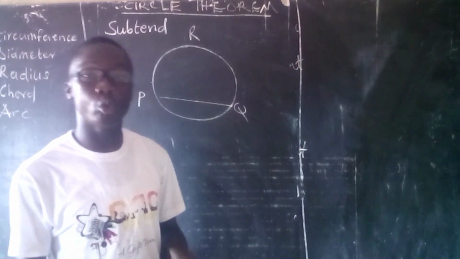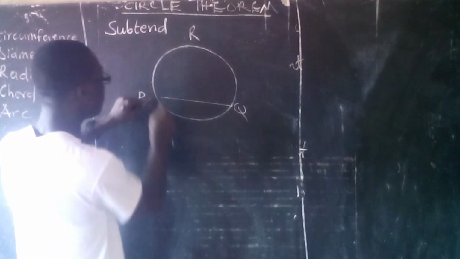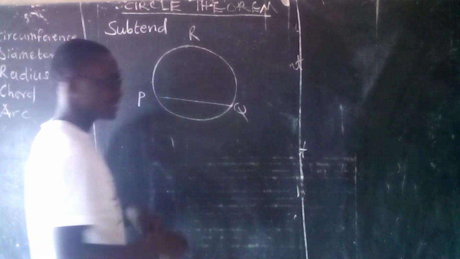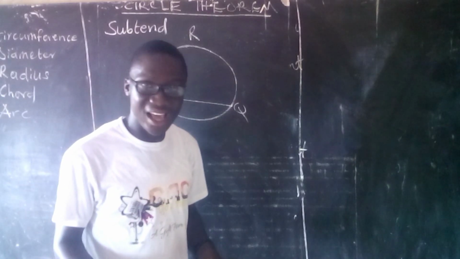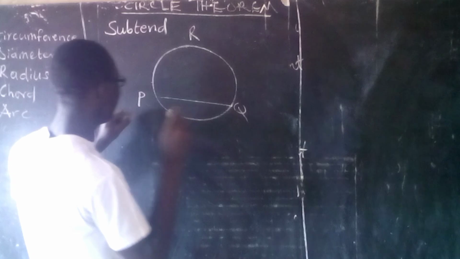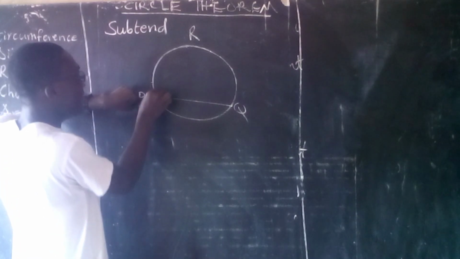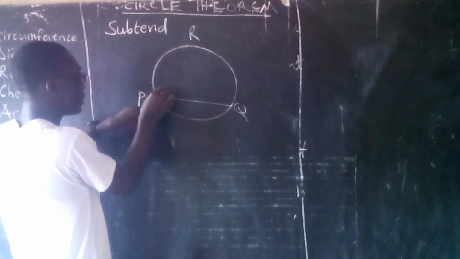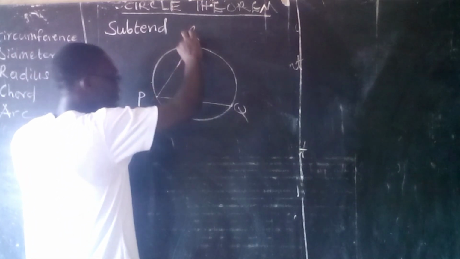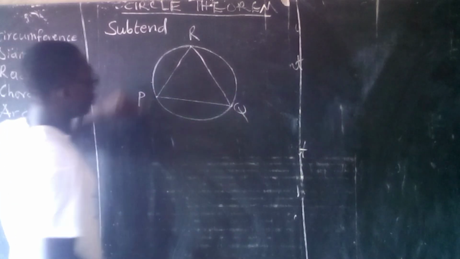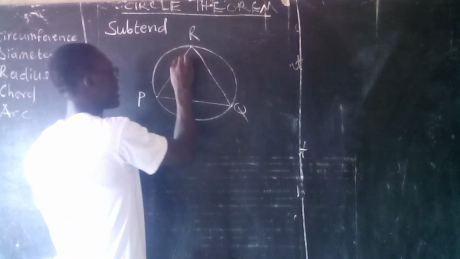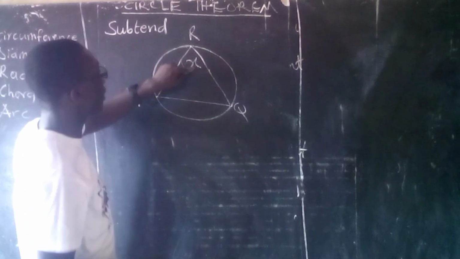So how will we write that? The chord PQ or the arc PQ subtends an angle X at the point P. What we mean is that from one end of the chord, you draw a line to R, and then you also bring it back to the other end of the chord. So this becomes the line PQ subtends an angle X to the other point R.